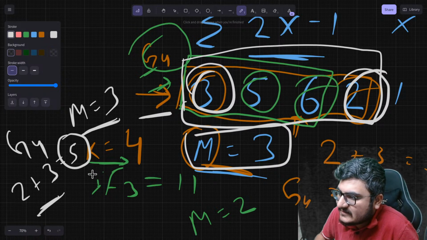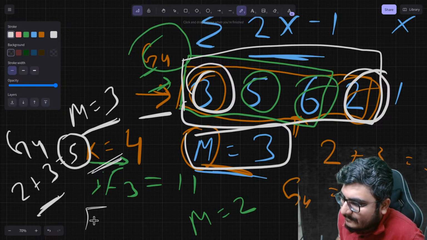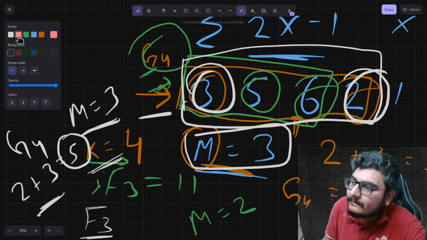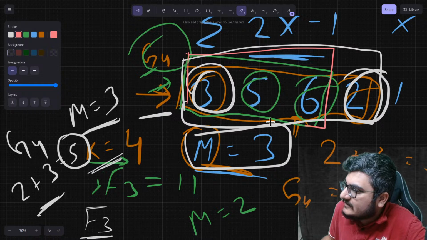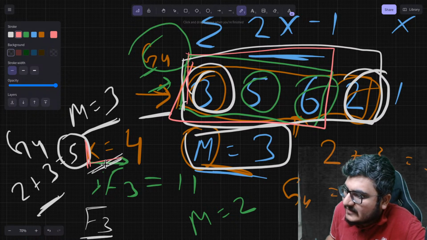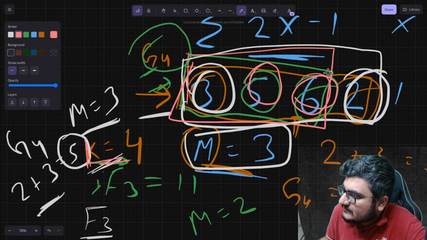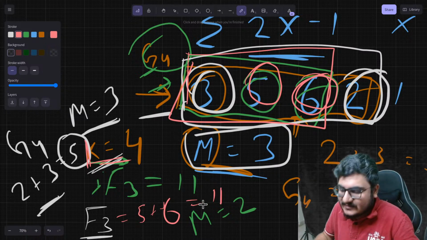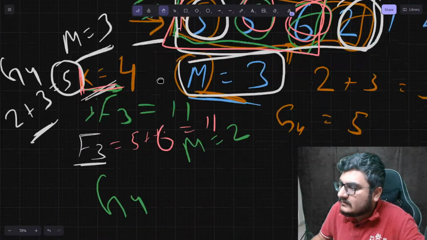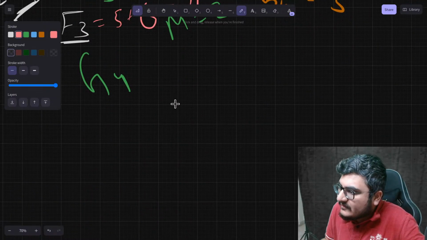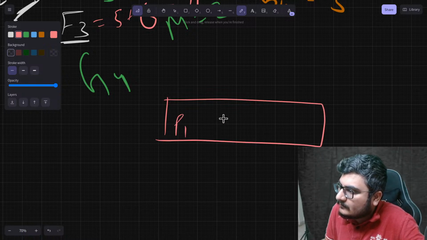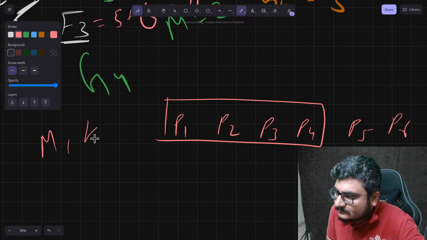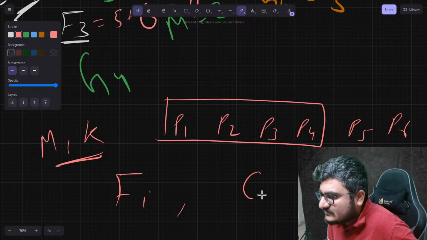And now the next idea is, let's say K equal to 4 is given to us and we want to find F3. We have to look at the first 3 elements here. If K is 4, then look at all the elements which are greater than or equal to 4, which is 5 and 6 in this case. Take the sum of 5 plus 6, which is 11. And that is how, given some permutation, M and K, we can find F of i and G of i. Any questions on this?